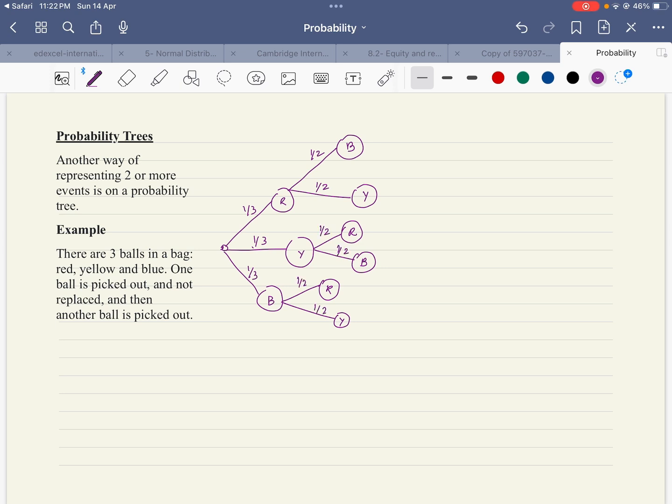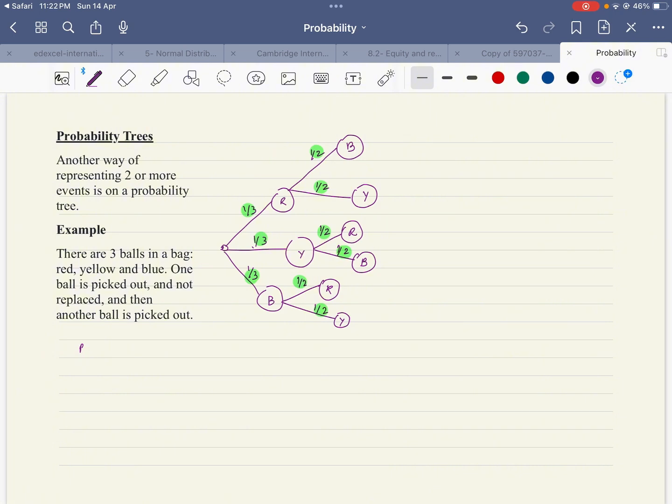The sum of all branches, first one, there are 3 branches, sum should be equal to 1. Then 2 branches, sum should be equal to 1. 2 branches, sum should be equal to 1. 2 branches, sum should be equal to 1. Right? Now, here you have to find out the probability. This is the probability tree.